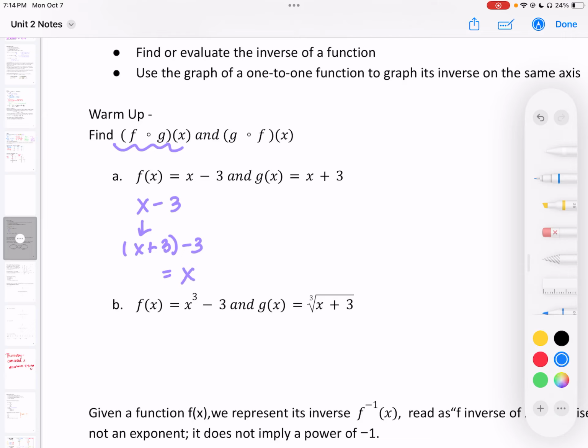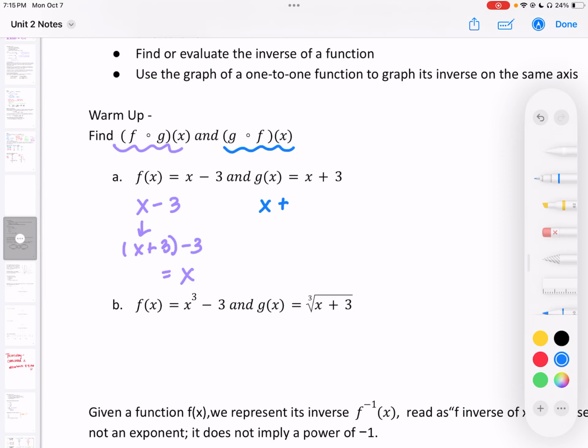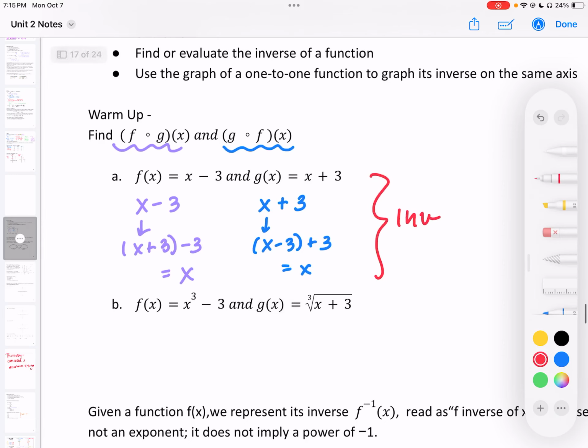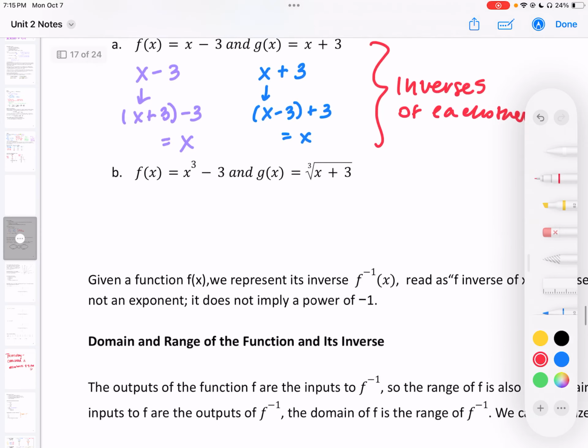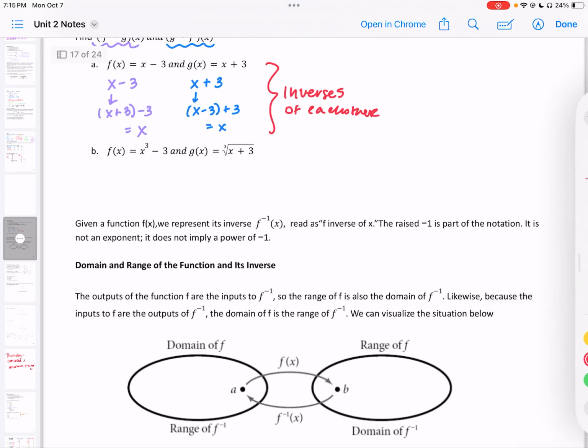And then I'll do the other one in blue. So I'm going to plug f of x into g of x. Okay, that also gives me an x. That means, which we're going to talk about later today, that these are inverses of each other. The same thing is going to happen for b, so I'm just going to skip it and move into what inverses are.